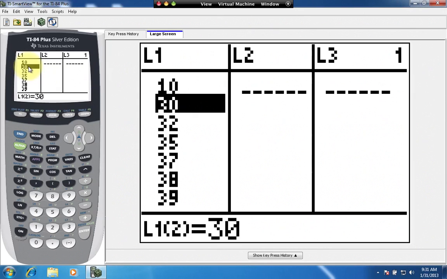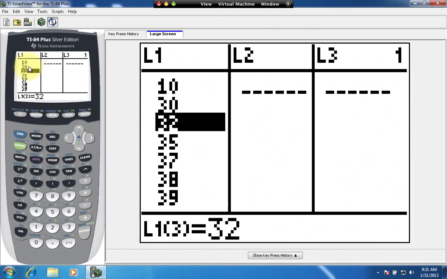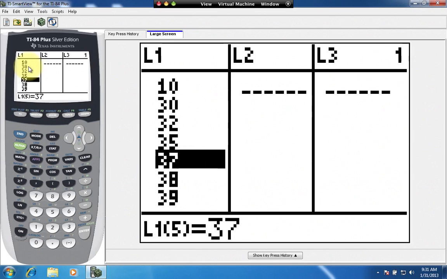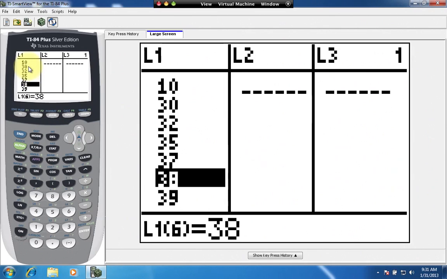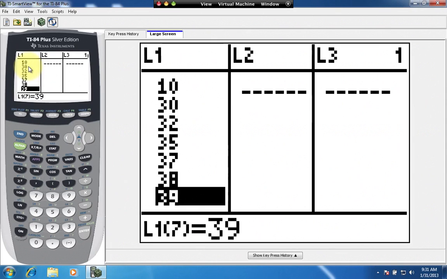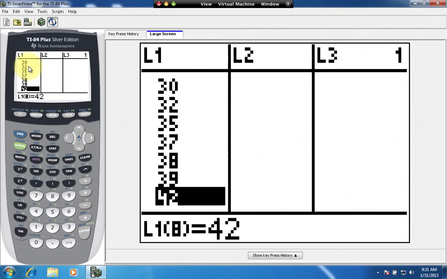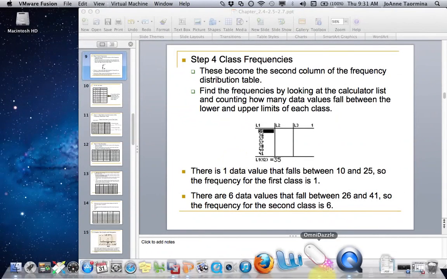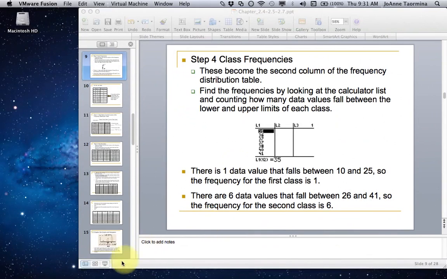30 is 1, 32 is 2, 35 is 3, 37 is 4, 38 is 5, 39 is 6. And then 42 is in the next class, so we wouldn't count that. We have exactly 6 data values in our raw data that fall between 26 and 41. So the frequency for the second class is 6.